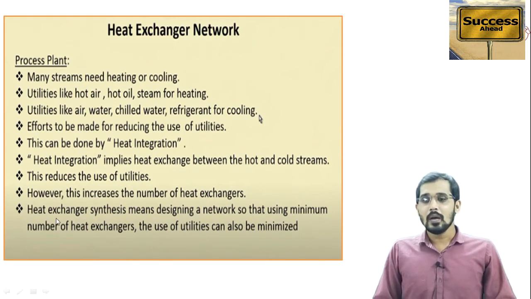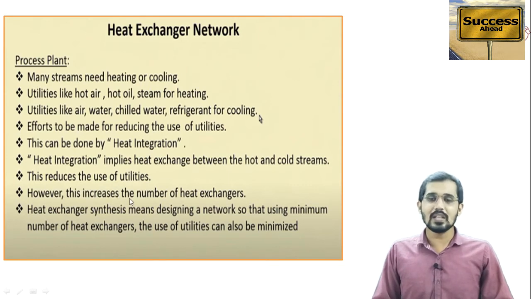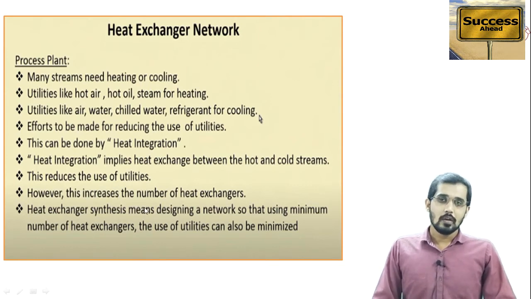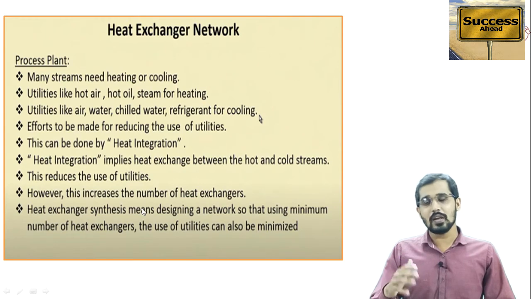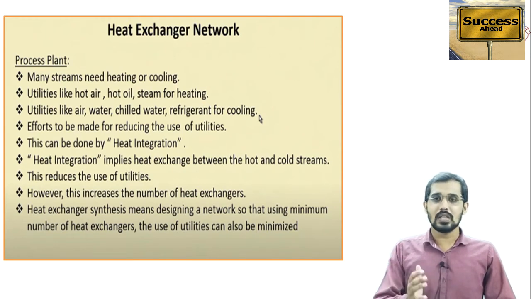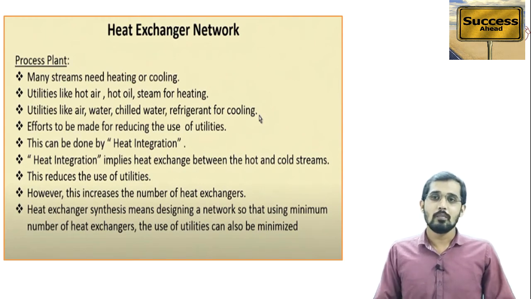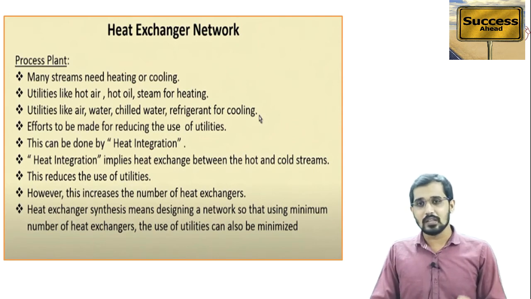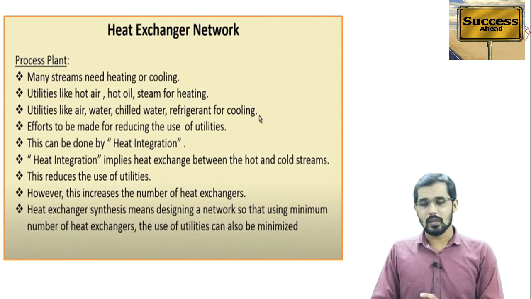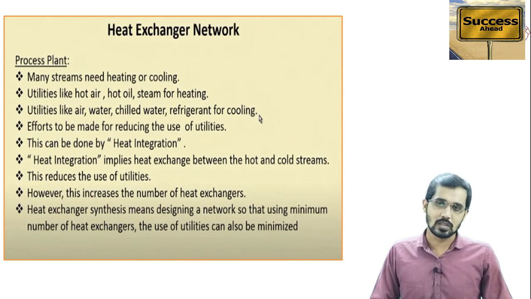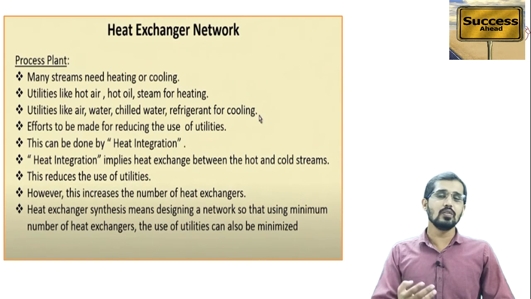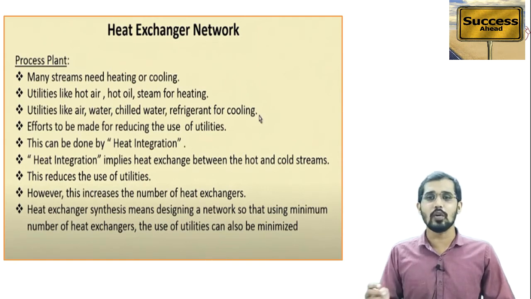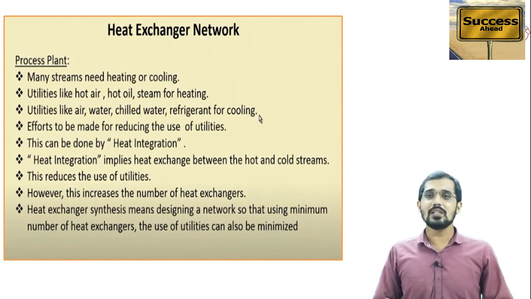You can see the next point. However, this increases the number of heat exchangers. But if we are increasing the heat exchangers, on the other side we are minimizing the heat utilities. For your understanding, I am taking 10 utilities as external. If I am replacing those utilities by heat exchangers, I will save cost by using a minimum number of heat exchangers. Means if there are 10 utilities, there will be a requirement of only 3 to 4 heat exchangers. Means there is the possibility.